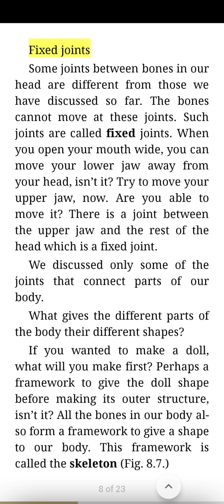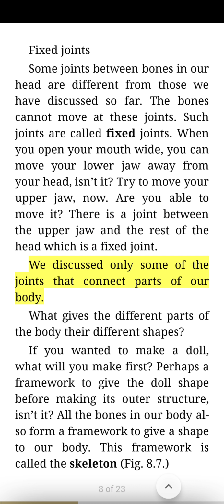Fixed joints. Some joints between bones in our head are different from those we have discussed so far. The bones cannot move at these joints. Such joints are called fixed joints. When you open your mouth wide, you can move your lower jaw away from your head, isn't it? Try to move your upper jaw, now. Are you able to move it? There is a joint between the upper jaw and the rest of the head which is a fixed joint.